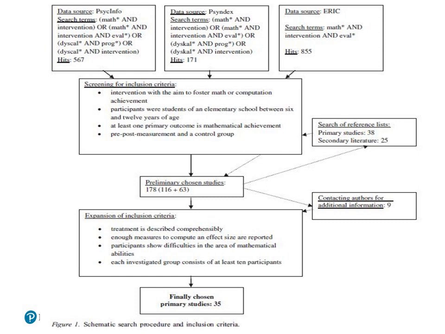The studies were further pared down to include only studies that provided comprehensive descriptions of the interventions, and that included enough measurements to compute effect sizes. Also, to include only studies that had student groups that had at least 10 subjects in them. After these studies were pared down, the final result was that there were 35 studies from almost 1,600 studies initially identified that were included in the final meta-analysis.